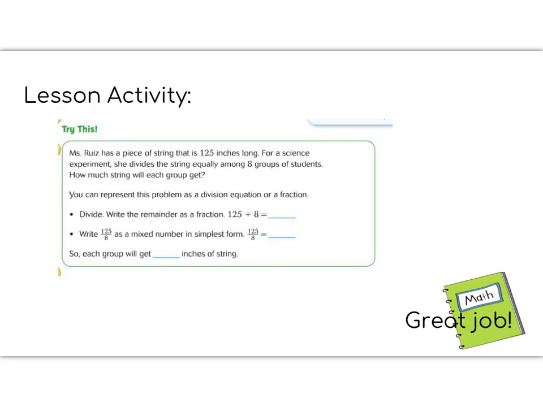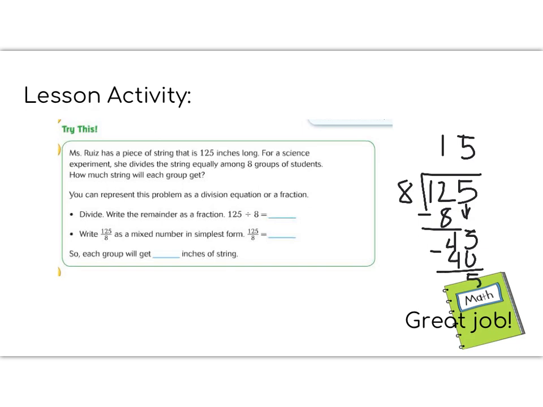We can represent this problem as a division, 125 divided by 8. Let's do the math. 8 goes into 12 one time, which is 8. Subtract and I'm left over with 4. Bring down the 5. 8 goes into 45 5 times, which is 40. Subtract and I'm left over with 5.